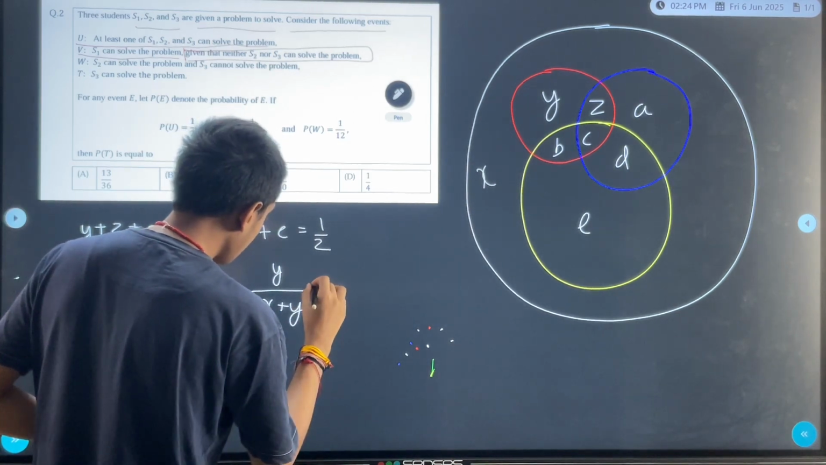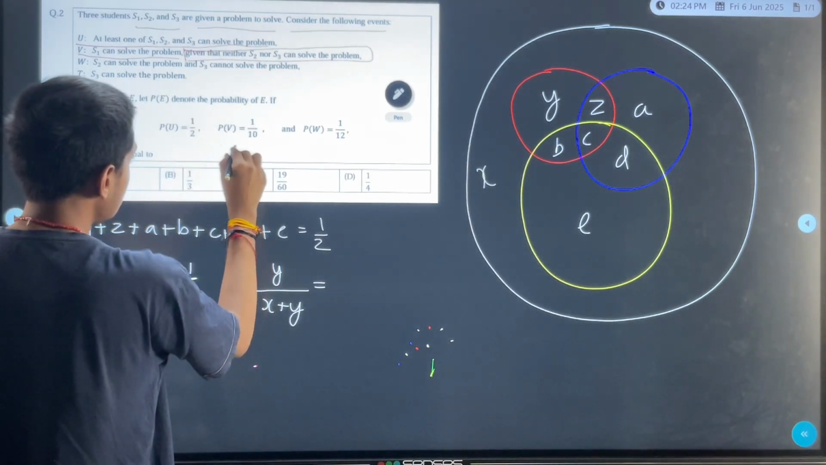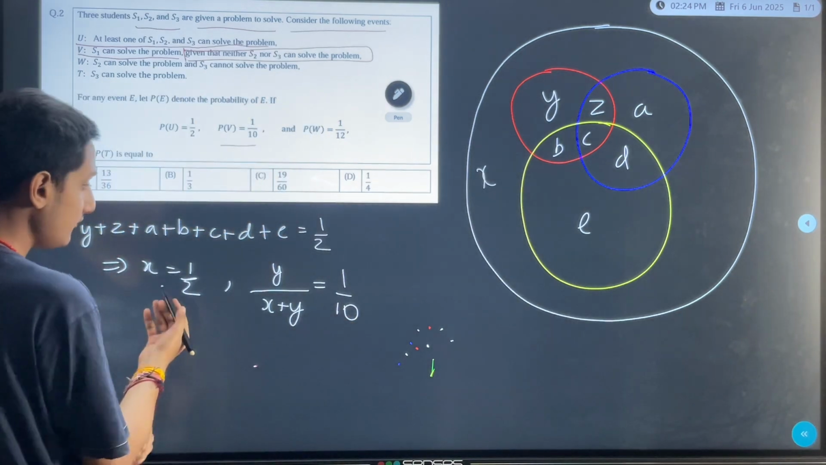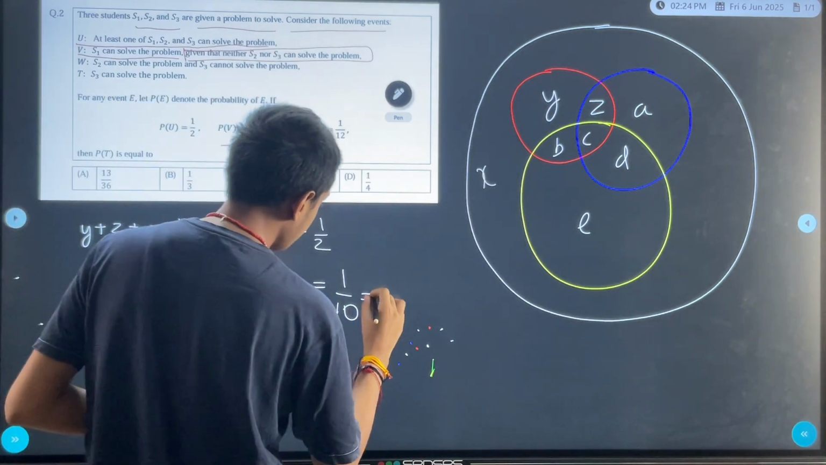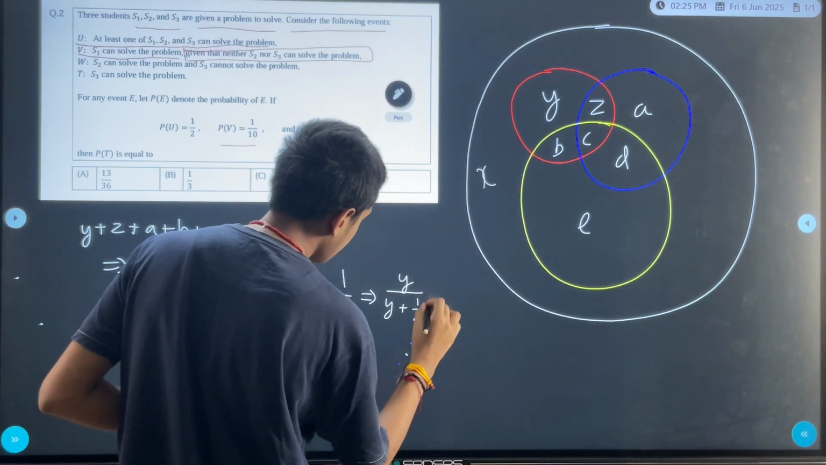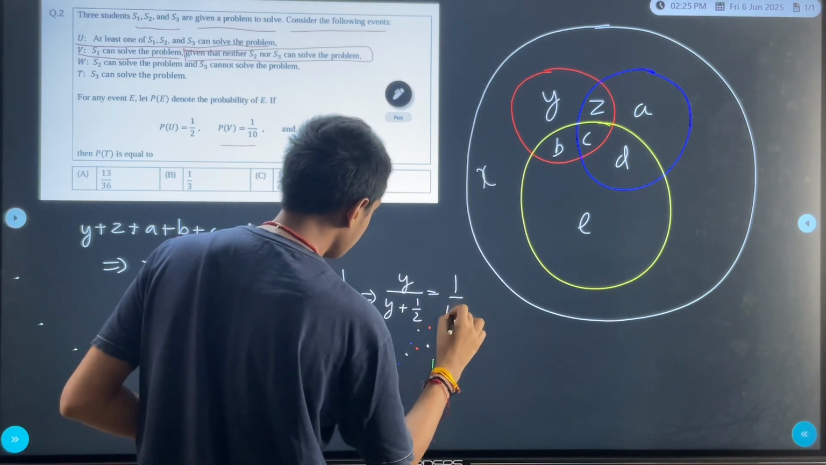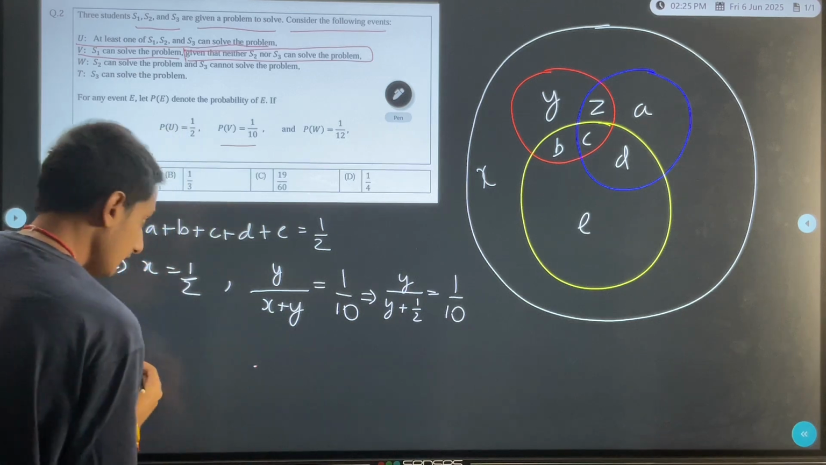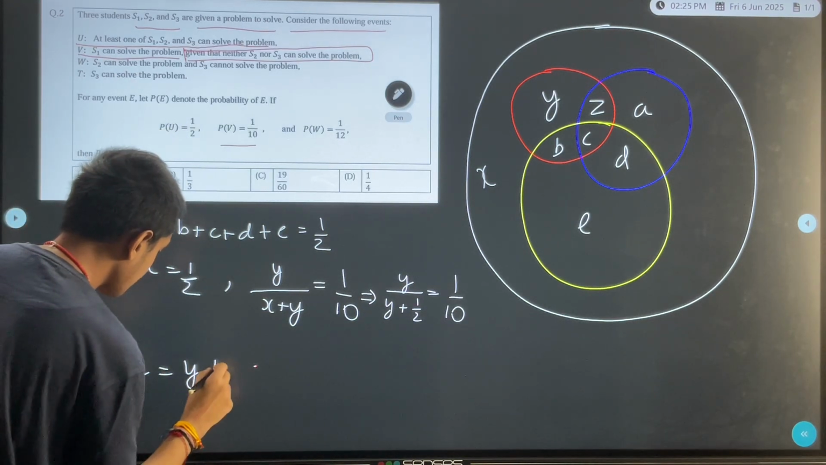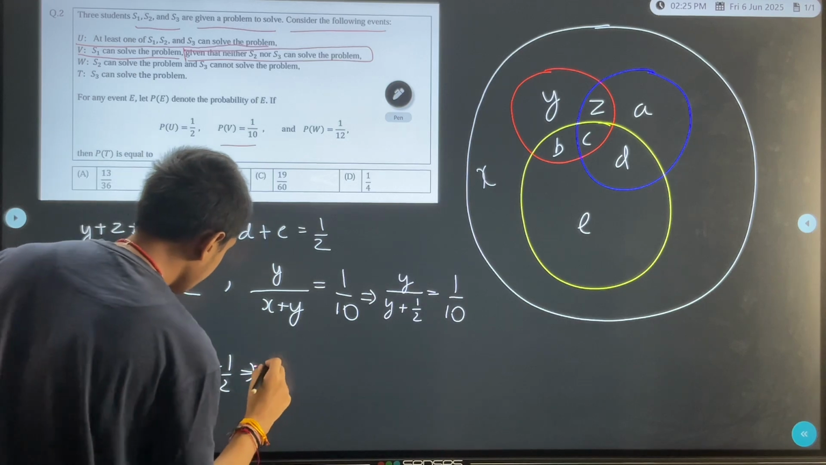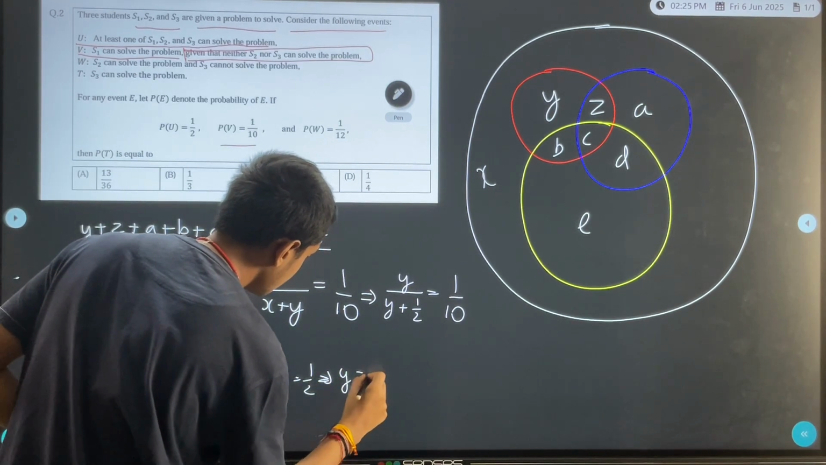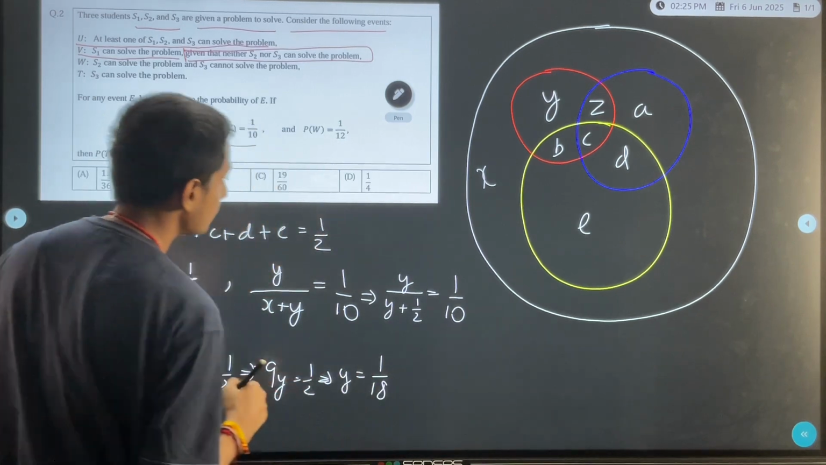Therefore, Y by X plus Y is given as 1 by 10. But we already know X is equal to half. Therefore, this would imply Y by Y plus half is equal to 1 by 10. Alright. So, 10Y will be equal to Y plus half, or 9Y is equal to half, which implies Y is equal to 1 by 18.